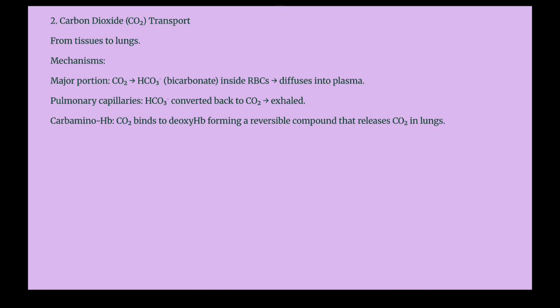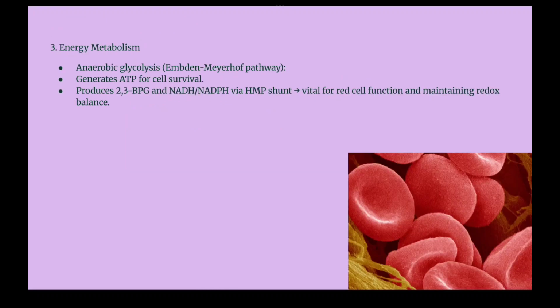So what you have to understand in CO2 transport is that there are two methods of CO2 carriage in the blood. One is that it can be converted into HCO3, that is bicarbonate, inside the RBC, diffused into the plasma, and later transported to the lung capillaries, where the CO2 is exhaled. The other is carbaminohemoglobin, where the hemoglobin in the red blood cells combines with CO2, a reversible compound, and is released in the lungs as CO2. One is carbaminohemoglobin and the other is bicarbonate. These are the two products formed after carbon dioxide is released from the tissues.